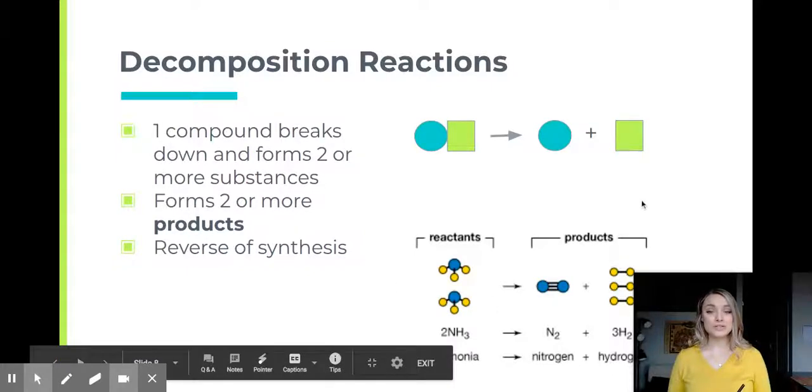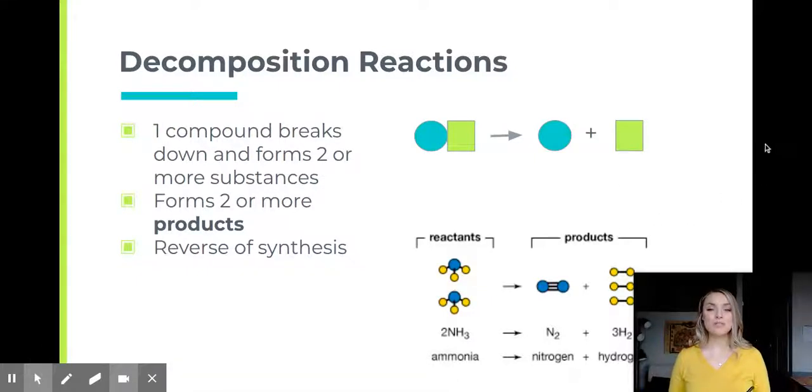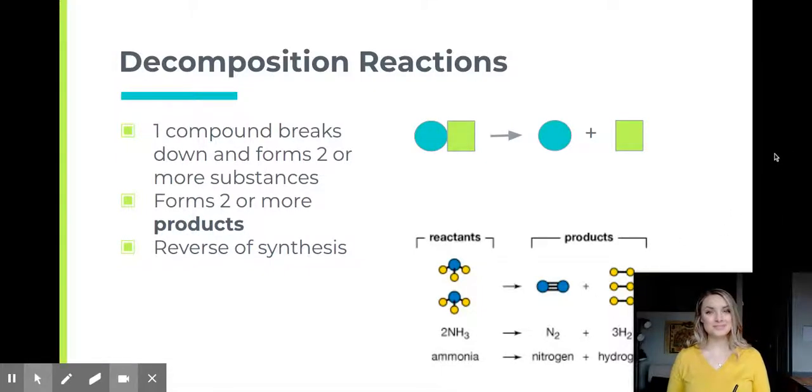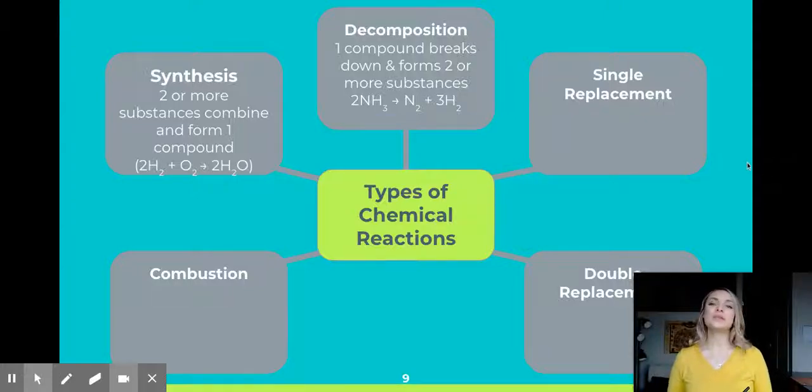And as I said, it's the reverse of synthesis. And if we take a look at our example right here, this is the decomposition of ammonia, or NH3. So again, in order to balance our equation, we have to start off with 2 NH3, and then that breaks down and yields nitrogen gas, diatomic nitrogen, and 3 hydrogen, diatomic hydrogen molecules. And that's decomposition. So decomposition is when one compound breaks down and forms 2 or more substances.